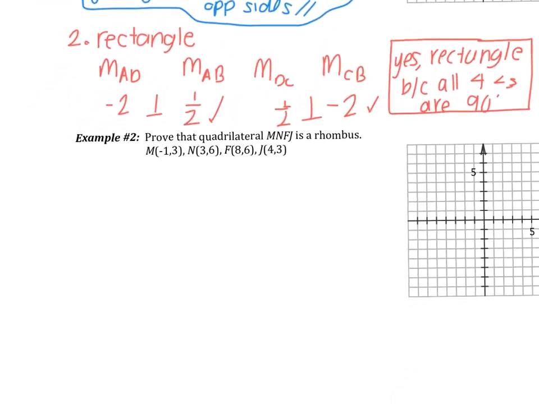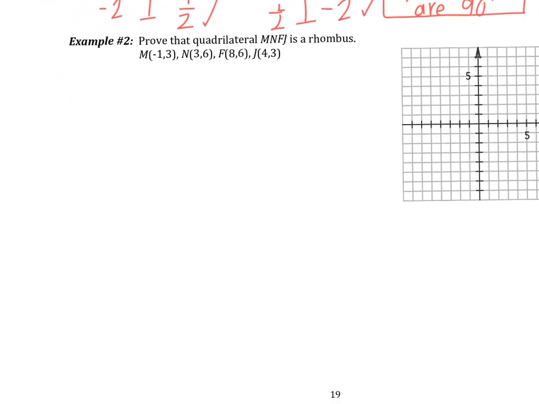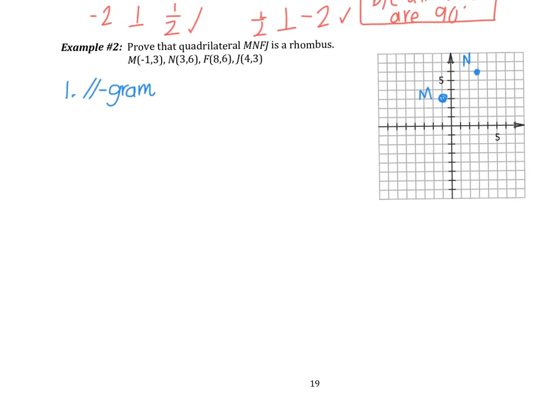Heading down to example 2. This says prove that the quadrilateral MNFJ is a rhombus. Well, before you can do that, step 1, like before, is prove it's a parallelogram. Okay, let me draw my picture. N is 3, 6. Move over 10. 8, 6 is F, and J is 4, 3. Proving this is a rhombus.